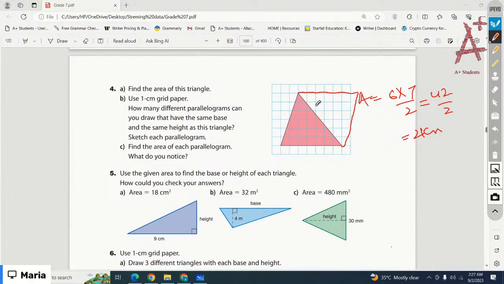Okay, now you have to calculate the area of the parallelogram. Basically, the parallelogram has two triangles with the same base and same height. That means the area of the parallelogram is twice the area of the triangle. So it would be 42 centimeter square, the area of the parallelogram, right?